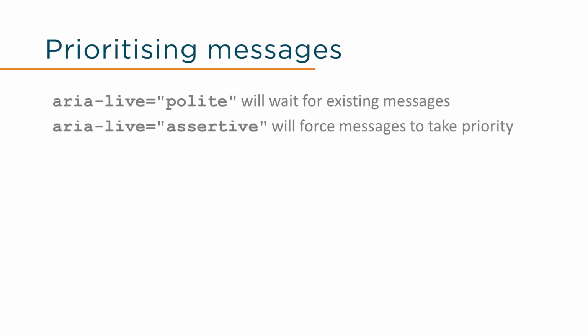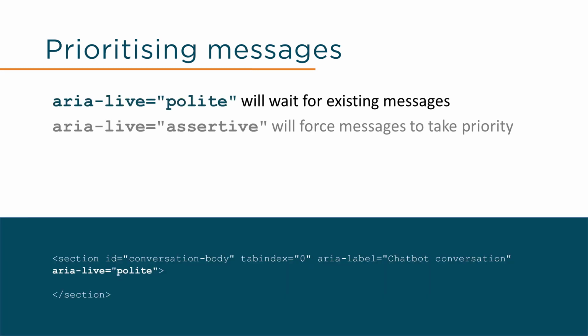Screen readers announce all content audibly, and there may be a buffer of previous content which is currently being announced. A value of polite will pause announcing new messages until existing messages have been announced first. The priority can be increased by changing to a value of assertive, which causes all existing messages being announced by the screen reader to pause and the chatbot messages to take priority. Unless a message is urgent, there is little need to use assertive.